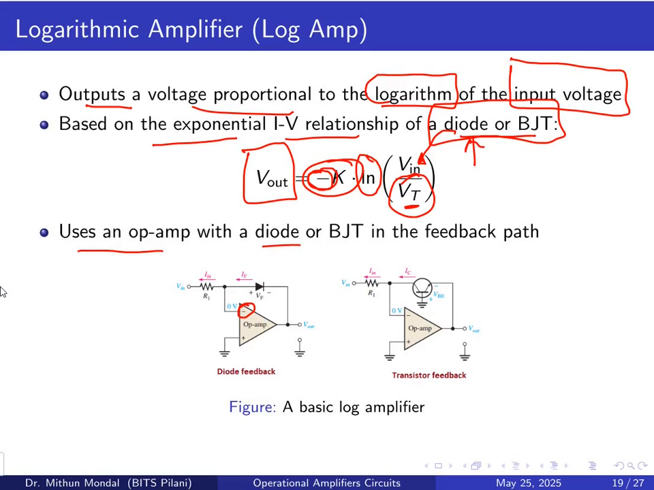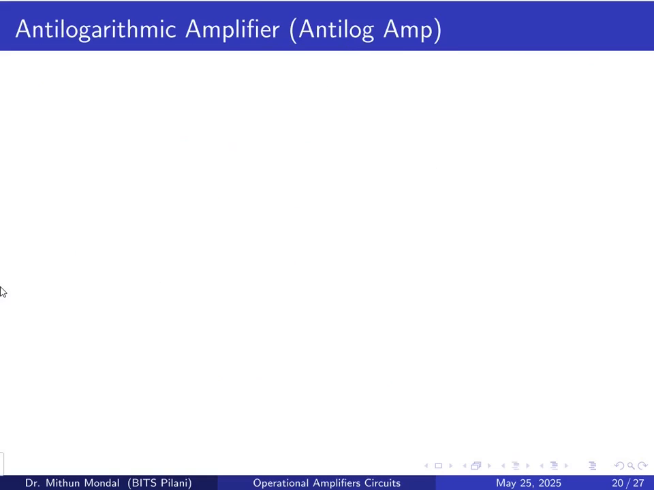So it uses an op-amp with a diode or a BJT in the feedback path. If you see the feedback path of this circuit, either a diode can be there or a BJT can be there. Such a network will give you an output voltage proportional to the logarithm of the input voltage. So whatever input voltage we are giving, and the output voltage we compute, will be the logarithm of the input voltage with this formula. For that we need a diode or a BJT in the feedback path.